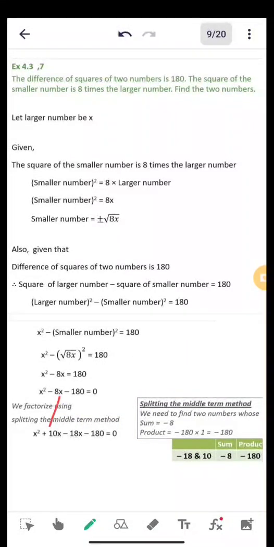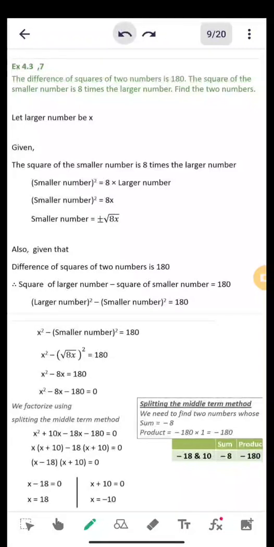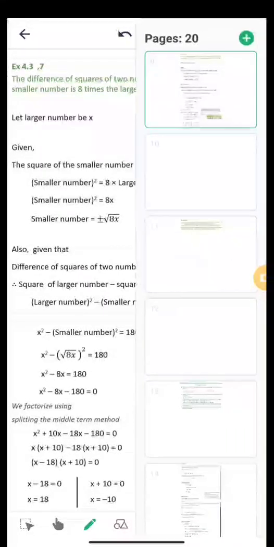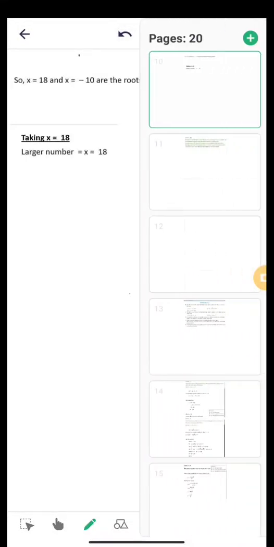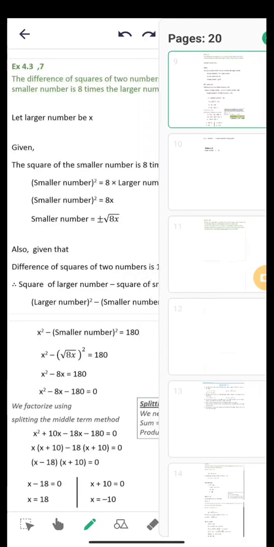Next, I'll split this minus 8 as 10 minus 18. Then we take common factors, following the same procedure we did in the previous questions. So by factorizing, I get the value of x as 18 and minus 10. These are the two roots. Now we'll take the larger number. We have got the value of x, that is the larger number.